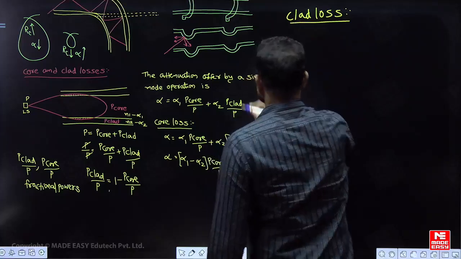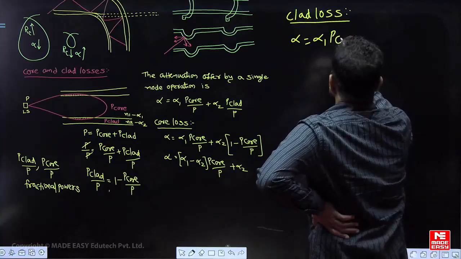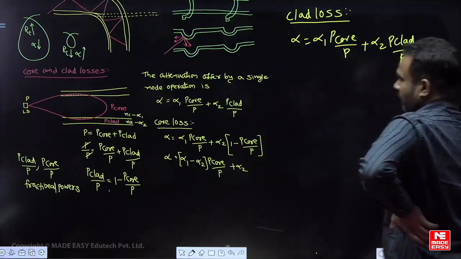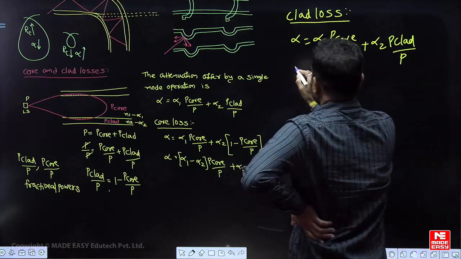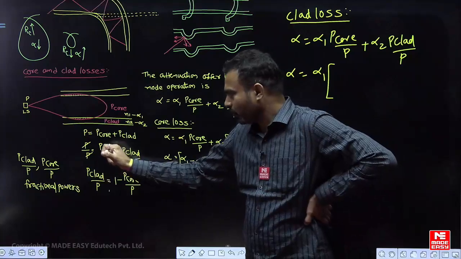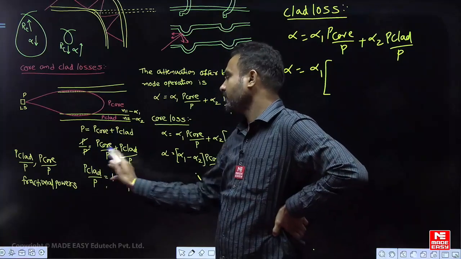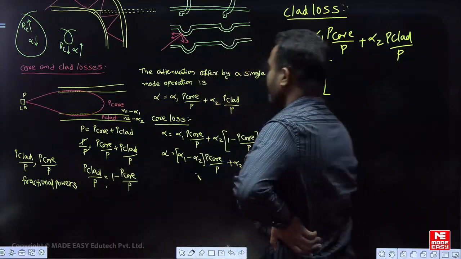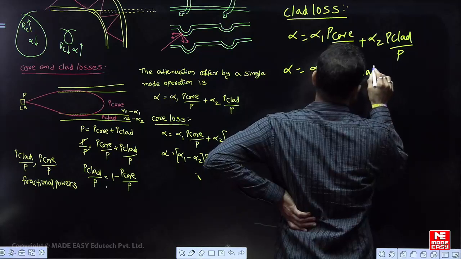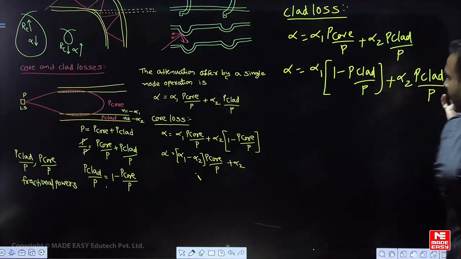See this formula, it's very simple. Already studied that alpha is equal to alpha 1 into P core by P plus alpha 2 into P clad by P. I can replace P core by P: P core by P can also be written as 1 minus P clad by P. So alpha is equal to alpha 1 into (1 minus P clad by P) plus alpha 2 into P clad by P.